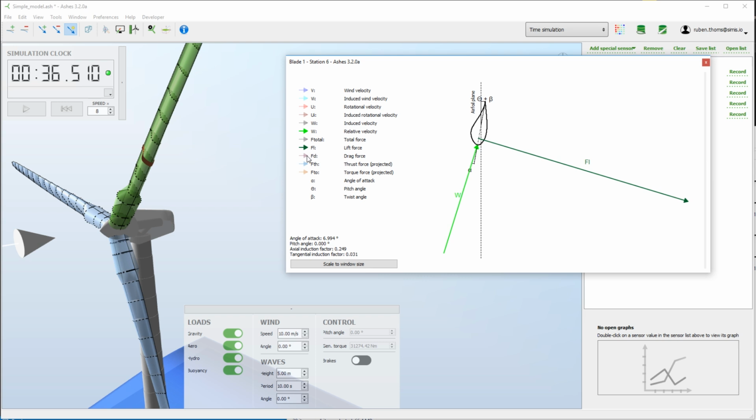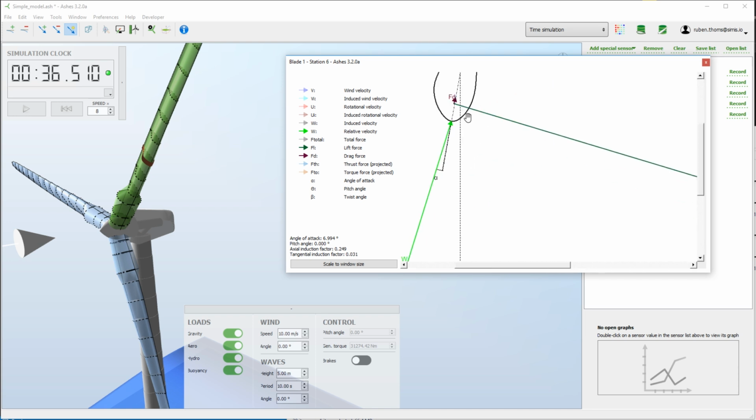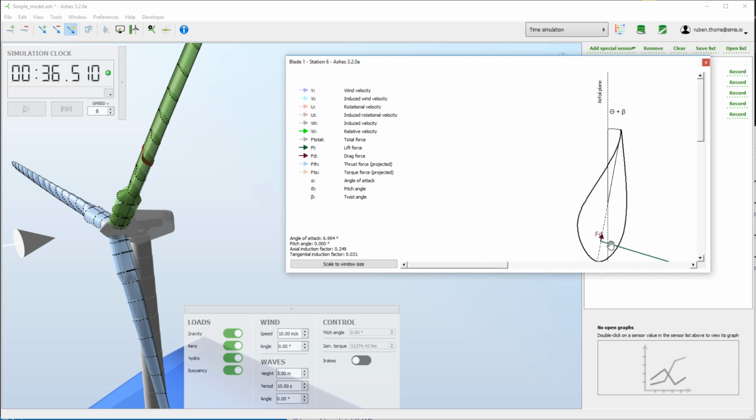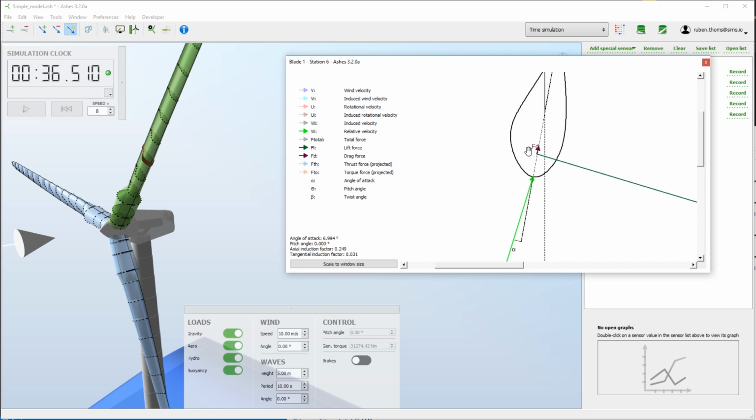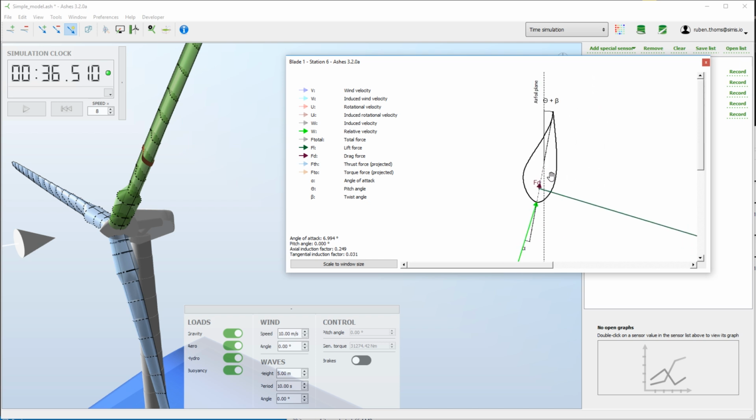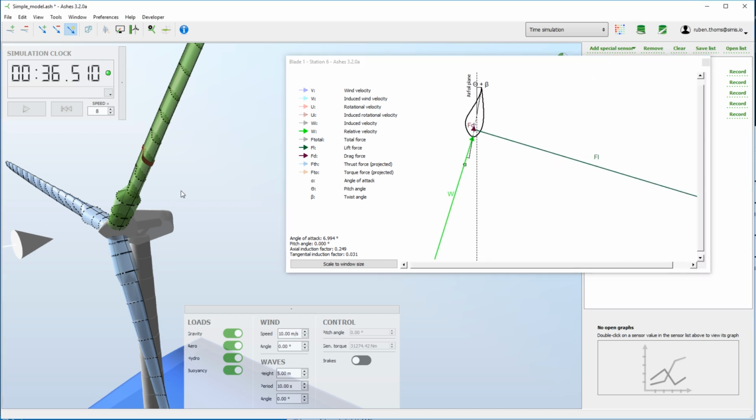And the other force that we have is the drag force, which is this one here. It's very, very small compared to the lift. It's about 100 to 200 times smaller if the wind turbine is well designed. And this one is in the same direction as the relative velocity. So I can show you these two forces on the blade as well.